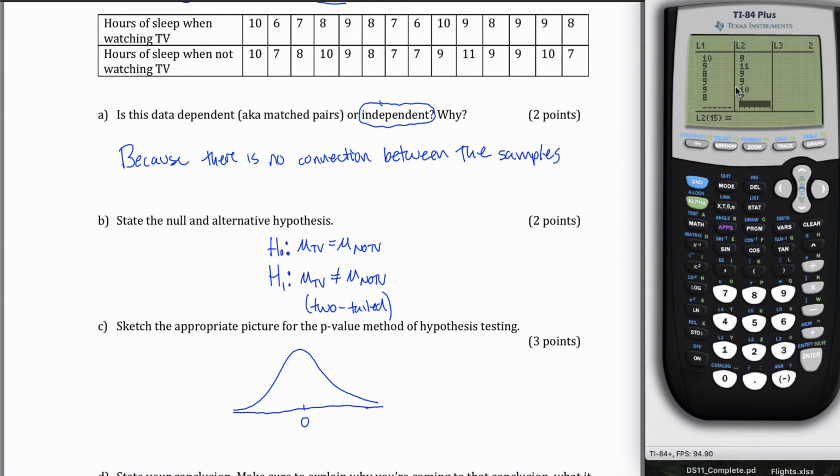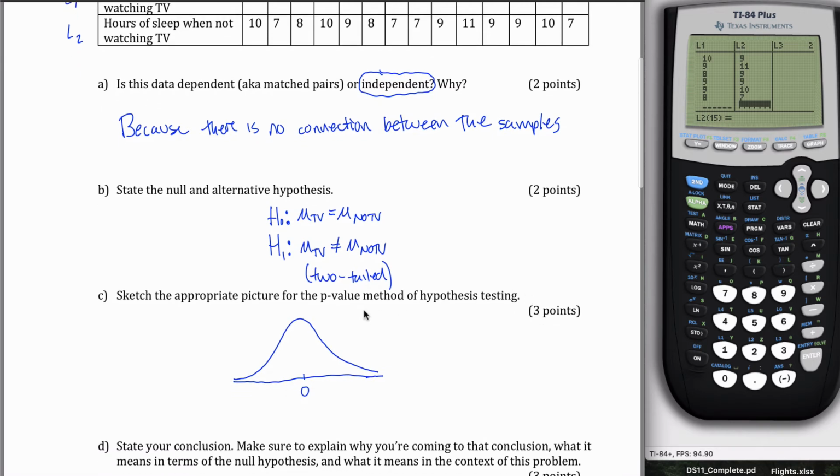Through the magic of pausing the video, I now have all that data in. Sleep when watching TV is in L1. Sleep when not watching TV is in L2. It's the order I put those in. I'm not going to create an L3 by subtracting those because, again, my data is not dependent. So I'm going to go ahead and run my test.